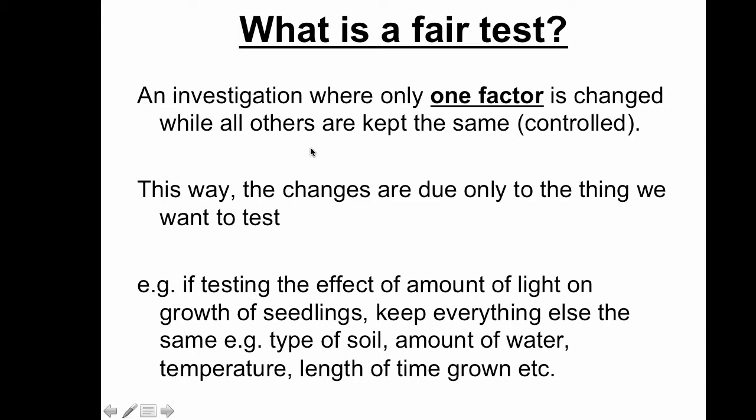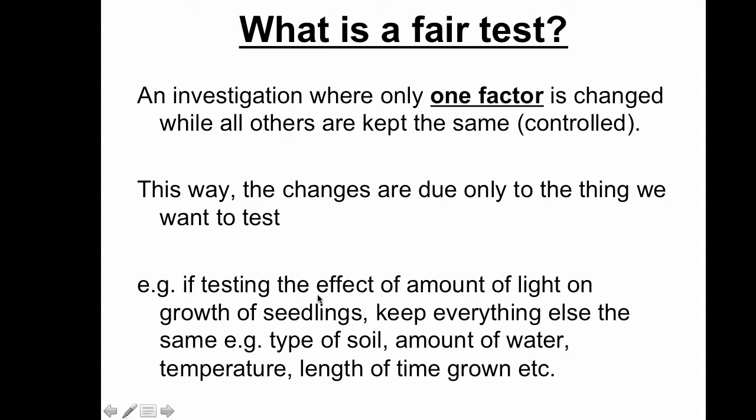So this way the changes are due only to the one thing we want to test. Now, let's say that you change the pulley and you change the incline plane at the same time, and it changed the results on lifting the tiger out. Well, how would you know if it was the incline plane or the pulley? You can't change 2 things at one time. Okay? So this is an example.